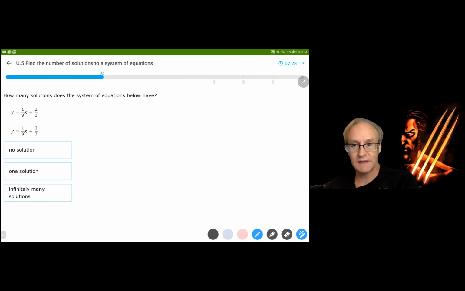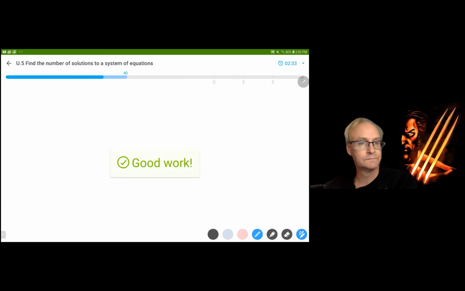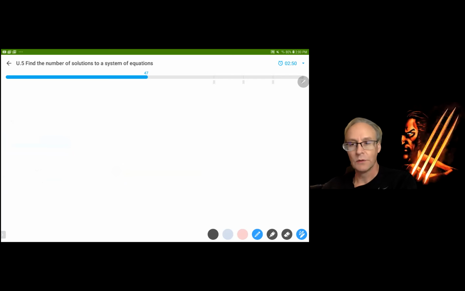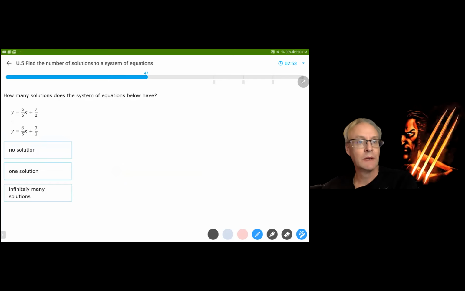All right, same slope, same intercept. This is the same equation, so there are infinitely many solutions. This one has the same slope, that's 1, and different intercepts. So that means that it has no solution because they're parallel and they don't intersect. We're looking for the intersection as the solution. These are the same equations, so it has an infinite number of intersections, 6 over 5x plus 7 over 2. Infinitely many solutions.